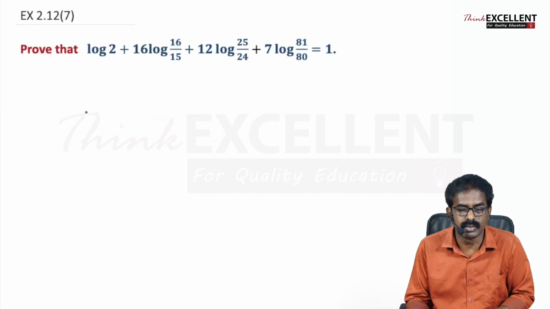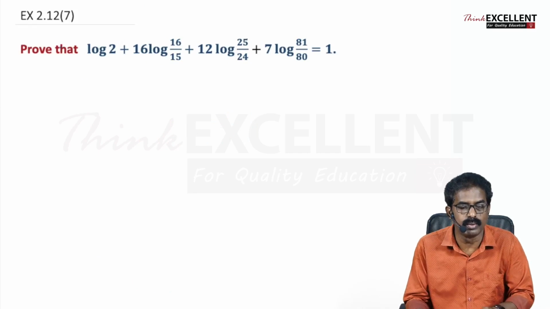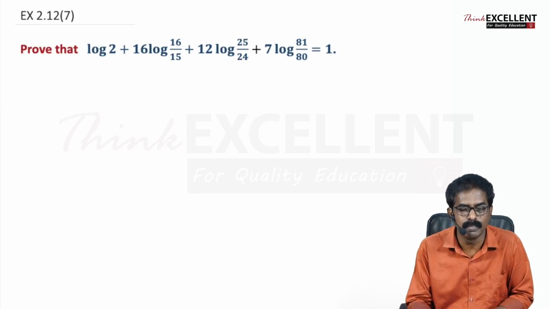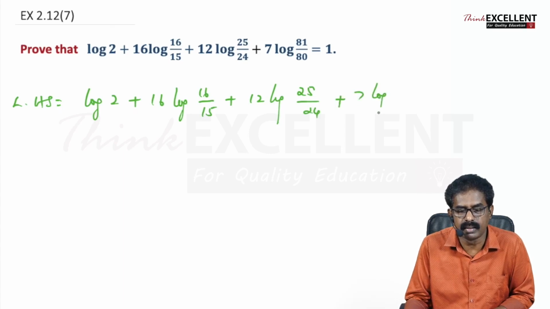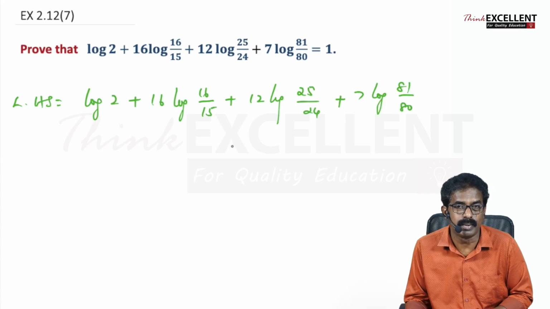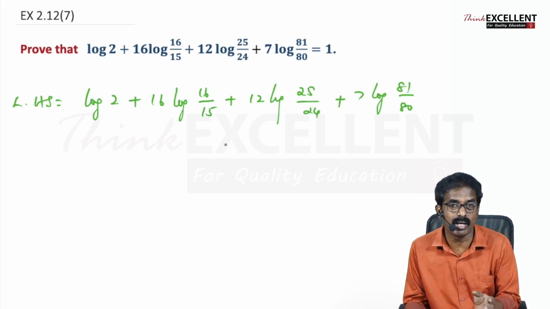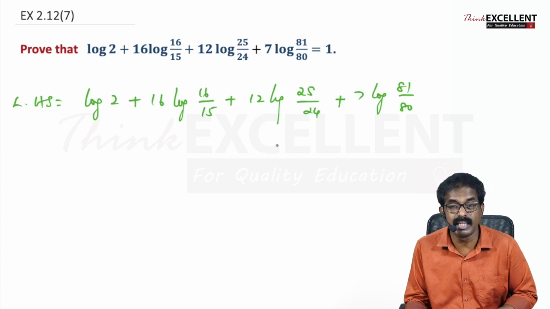Now see the 7th question. Again prove that question. Do it very carefully. Very simple question. We start with LHS. Log 2 plus 16 log 16 by 15 plus 12 log 25 by 24 plus 7 log 81 by 80. The answer is 1. So in the previous one the answer is 0, log 1 is 0. But here the answer is 1.